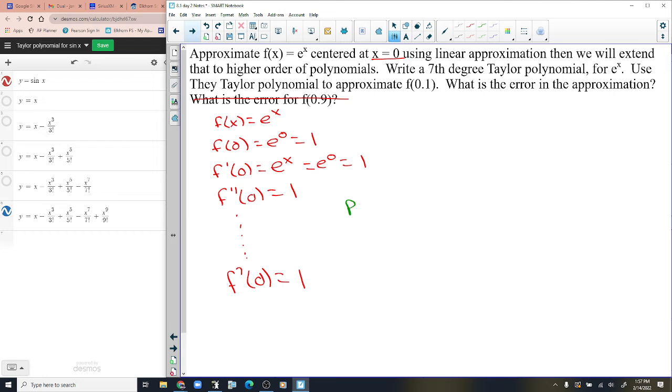If we're going to do the 7th degree, we're going to do 1 plus x. If you plug 0 in, you get 1. If you take the derivative, you get 1. Plus x squared over, we better do it over 2 factorial, so when we do the second derivative, it eliminates the fact that we did 2 times 1 when we took the derivative. x to the 3rd over 3 factorial, and we'll keep going.